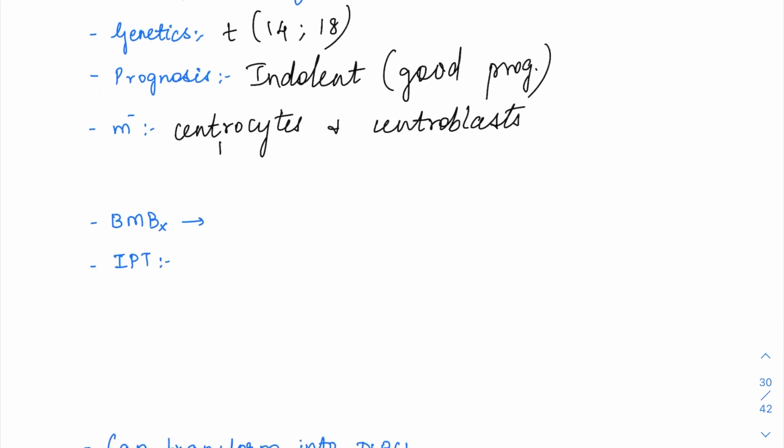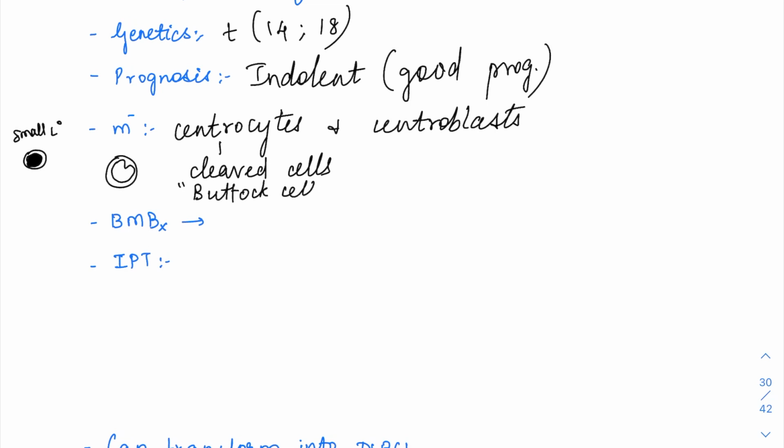These centrocytes are cleaved cells, meaning their nucleus is cleaved. If this is the small lymphocyte, it is going to have a very scant cytoplasm with a very hyperchromatic kind of nucleus. While if you see a centrocyte, it is going to have a cleaved kind of nucleus like this. So this is the centrocyte. Since it has a cleave, it is also called the buttock cell.